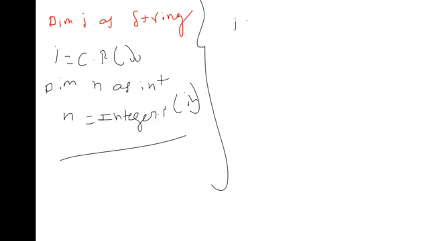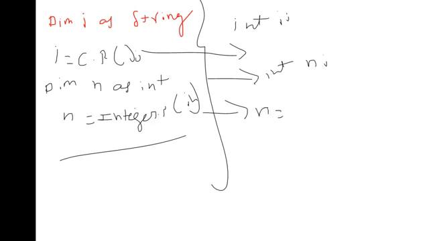In C# we will write something like this: string I will be the same here, int n, and this will be changed into n equal to int.Parse(I).